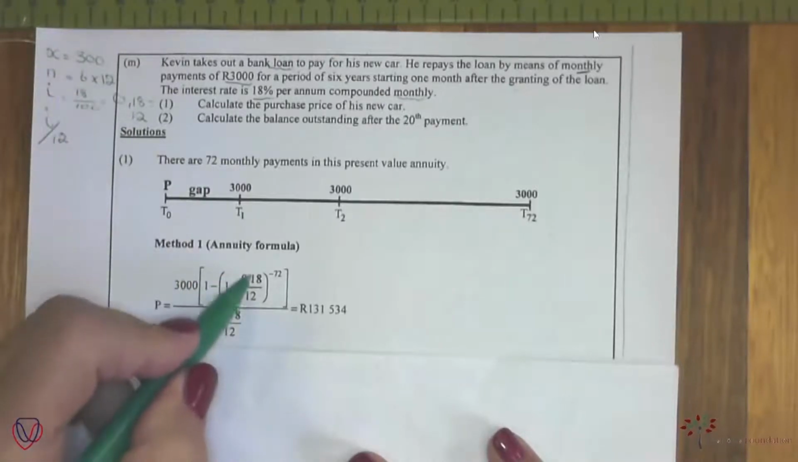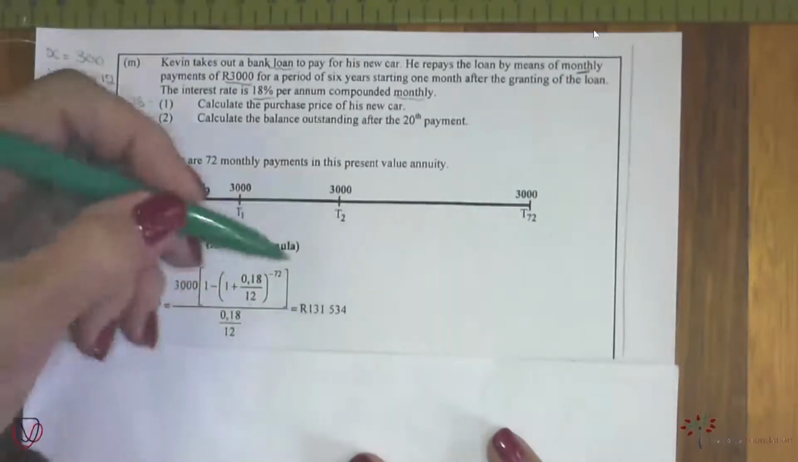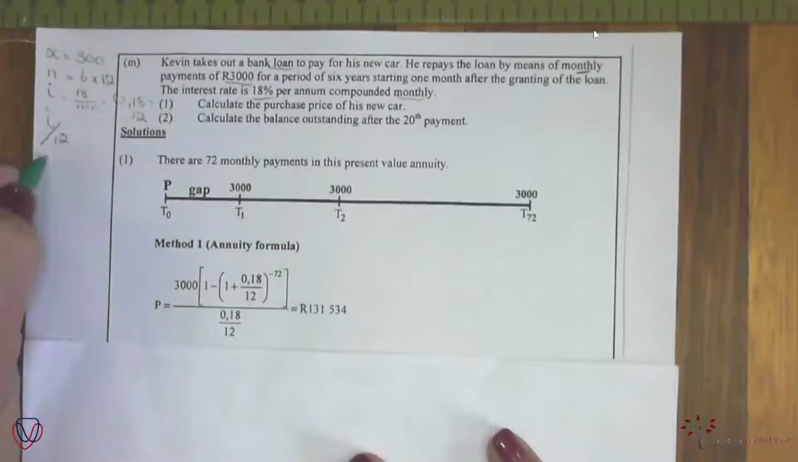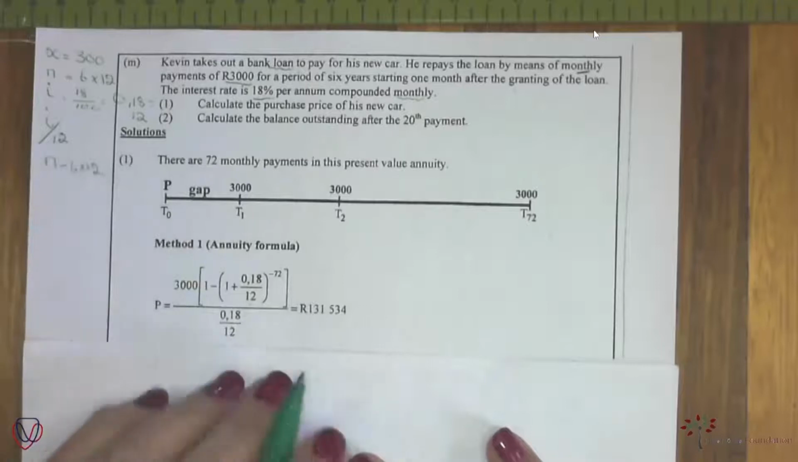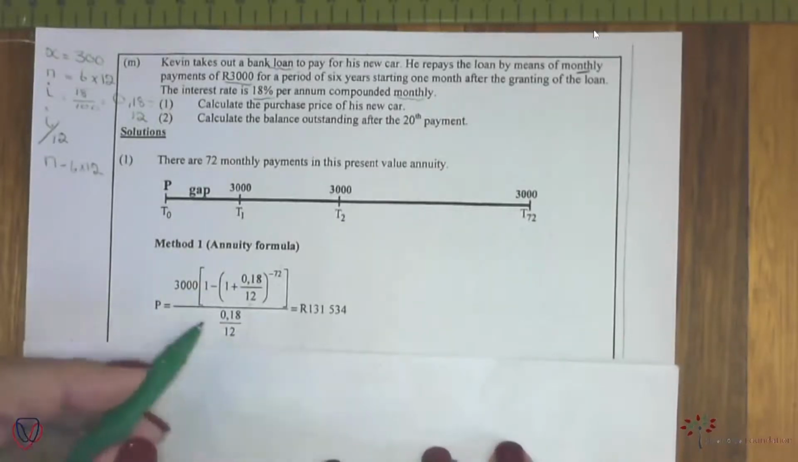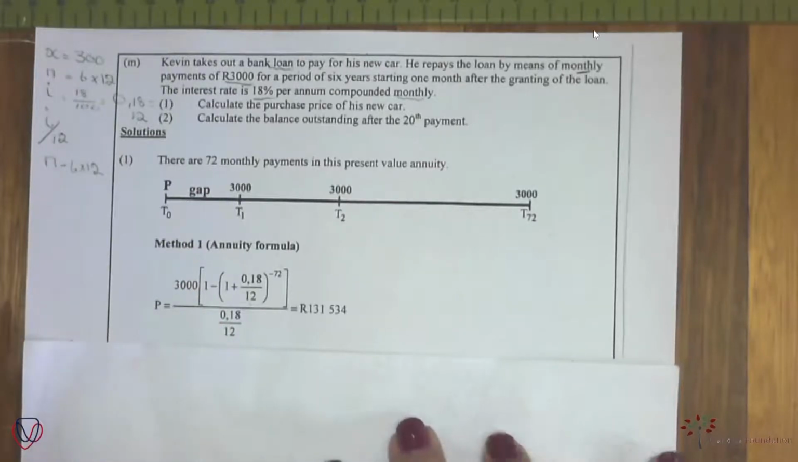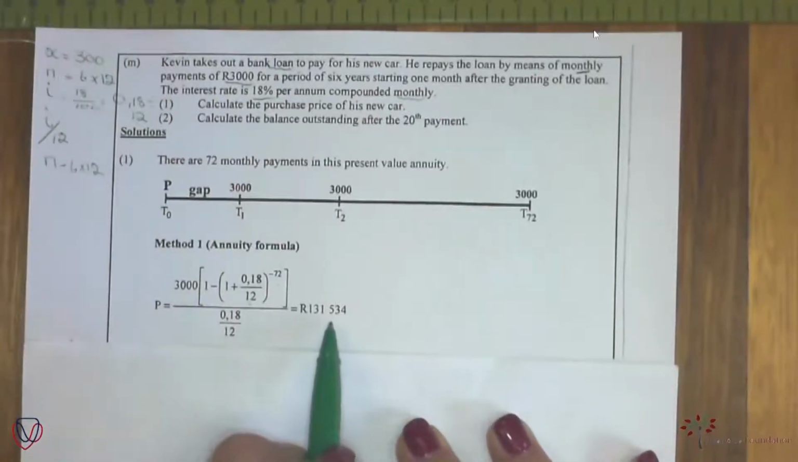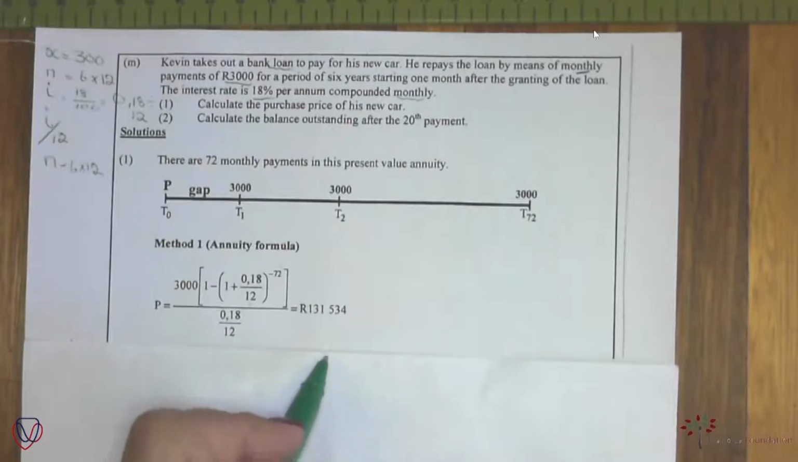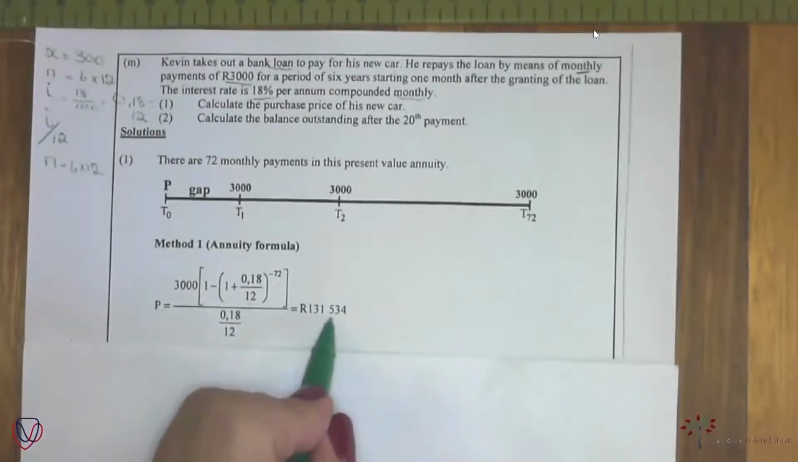That's X, that's my I, and that is divided by 12 because it's monthly. That is my period, 6 years, so N is 12 times 6, I did it. It's 72. In this formula, it's a negative 72. And then your I is 0.18 divided by 12. And that is, if you do this on your calculator, this is what you are going to get. Can you see how easy it is? You substitute, you take your calculator, you work it out, and there's your answer. Done.